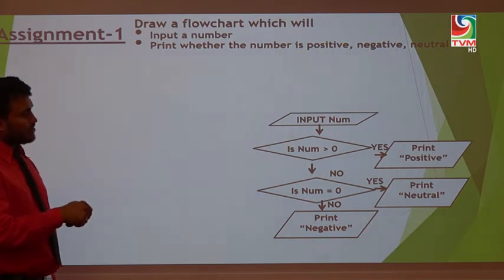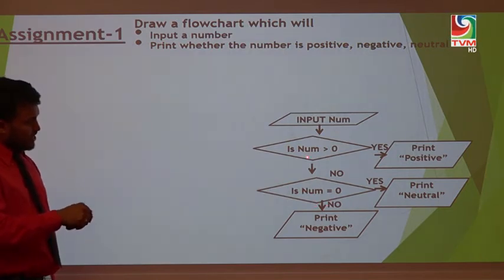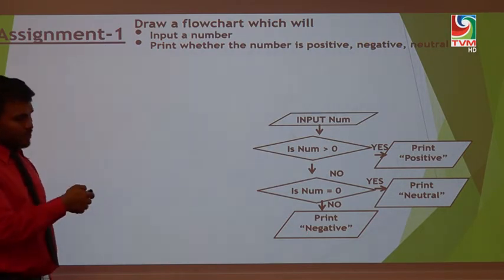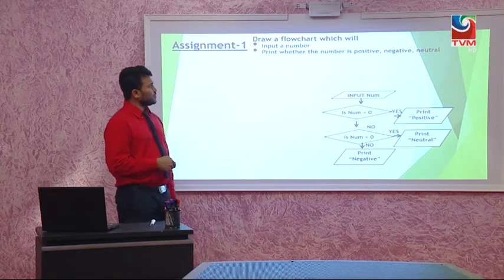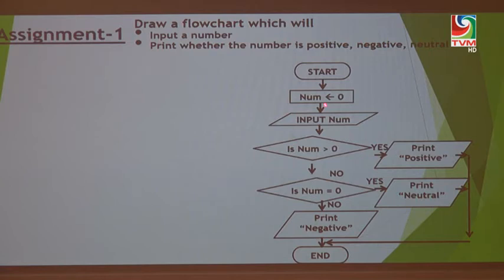And you input minus 3. Is minus 3 greater than 0? No. Is minus 3 equal to 0? No. So if these conditions are not matching, the answer will be negative. Okay. This is also an example of a flowchart, how to check whether a number is positive, negative or neutral. Here also I have initialized the value of num as 0 because the starting value of num is 0.